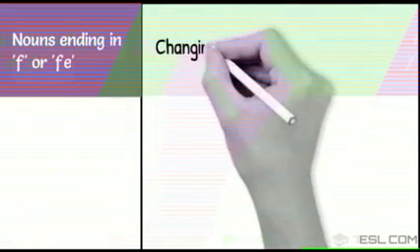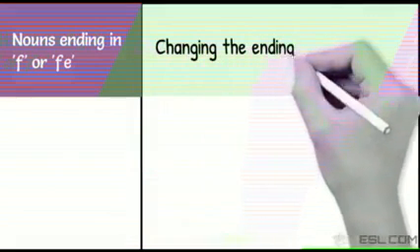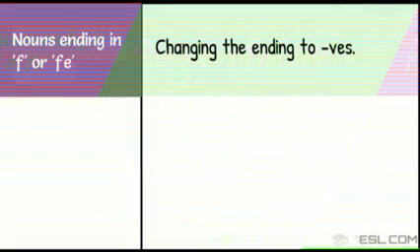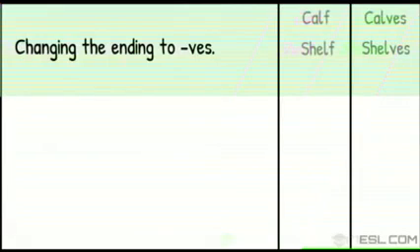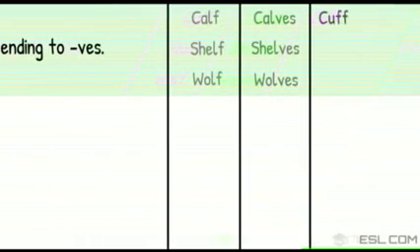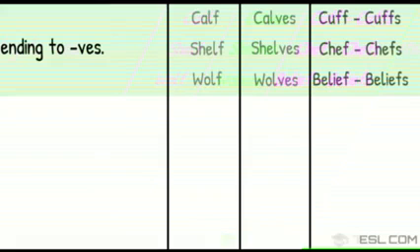Nouns ending in f or fe change the ending to ves. Calf, calves. Shelf, shelves. Wolf, wolves. Exceptions, cuff, cuffs. Chef, chefs. Belief, beliefs.